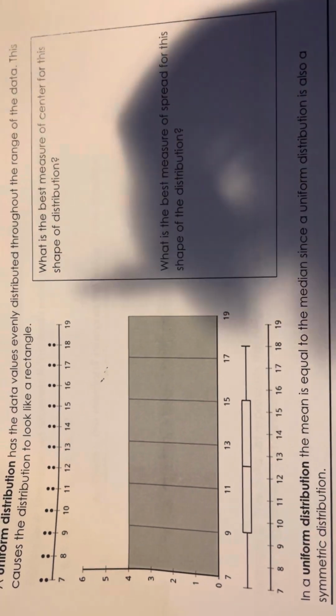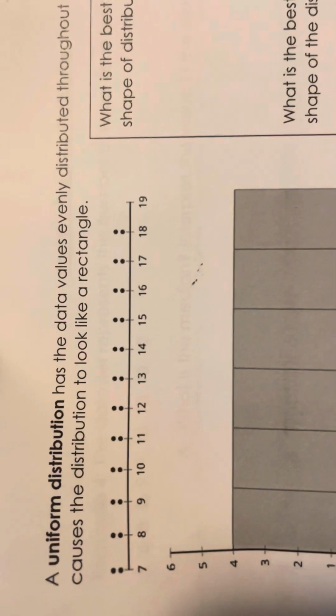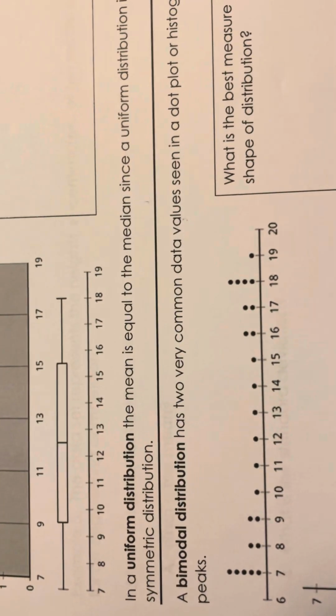Now here we have a uniform distribution, and a uniform distribution means exactly what it sounds like. Everything looks the same. If you look here on this dot plot, every single value has 2, so it's even, and look at that box plot. Everything is even; from here to here is the same interval on each one.